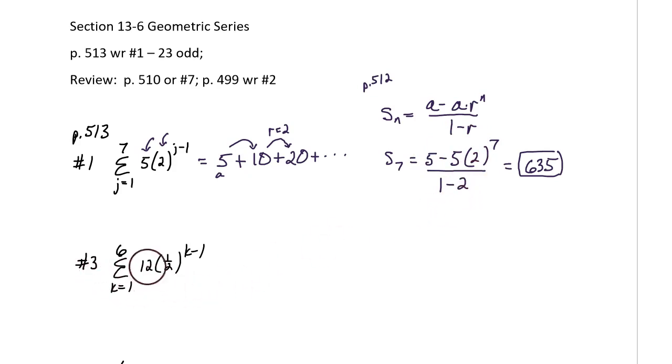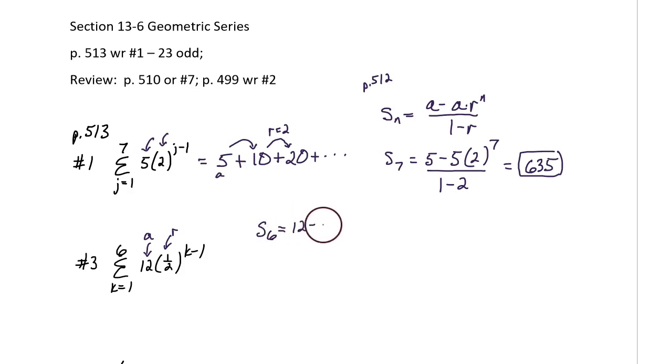Now for number 3, I noticed that the series that we're finding the sum of has the same general look as the previous one. So this time I'm not going to take the time to do an expansion and instead just use the formula. Because based upon what we learned last time, the number in this position is a, and the number in this position is r. So we want to find the sum of 6 terms.